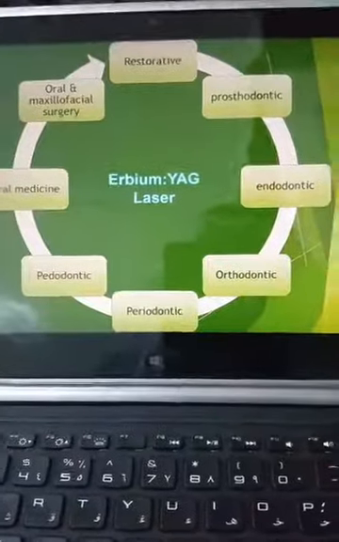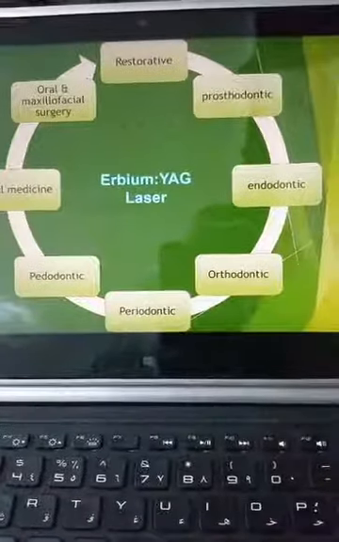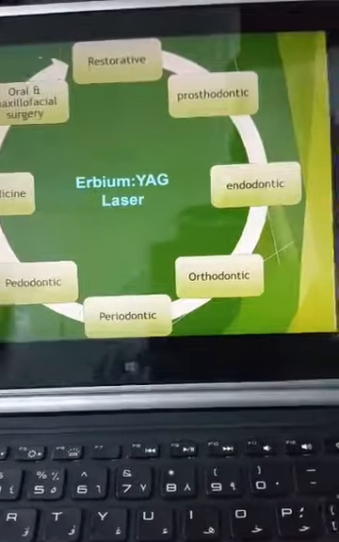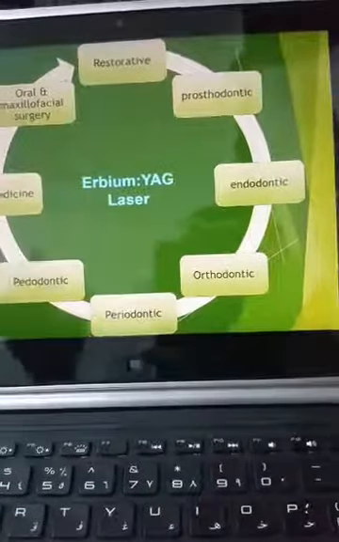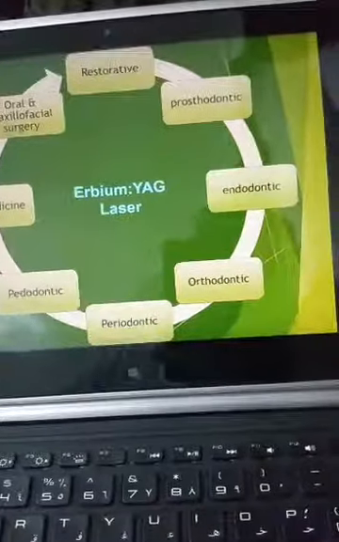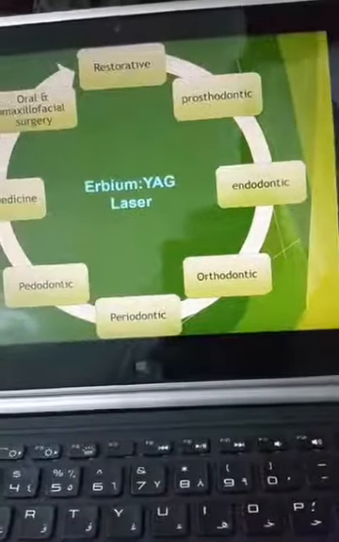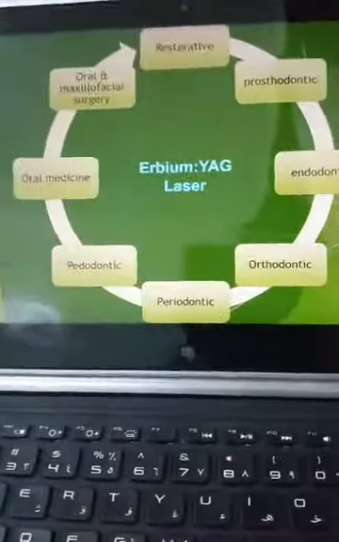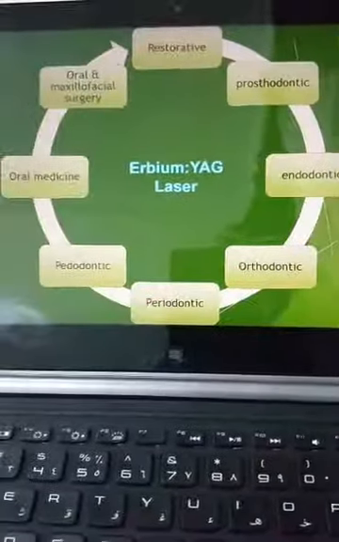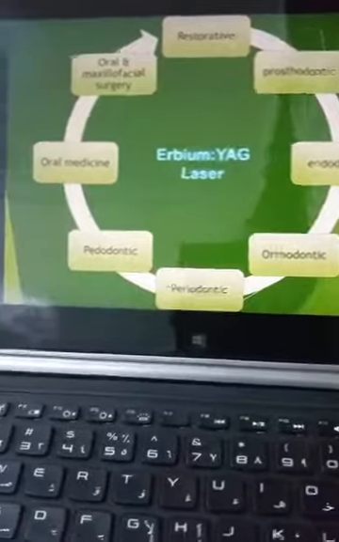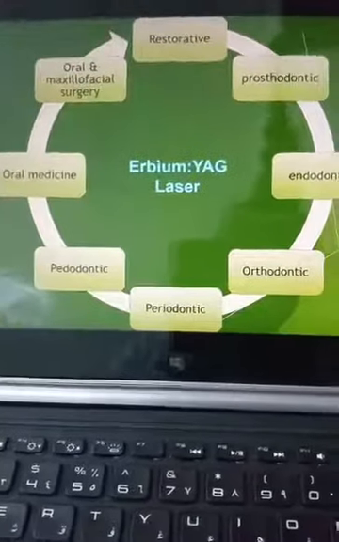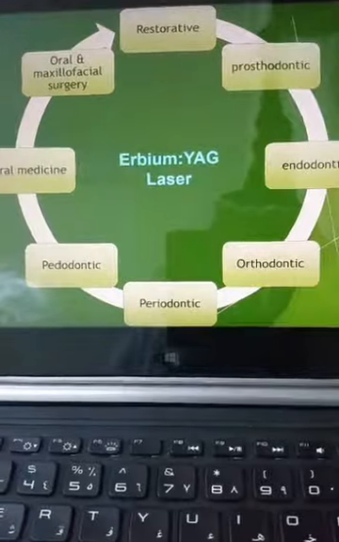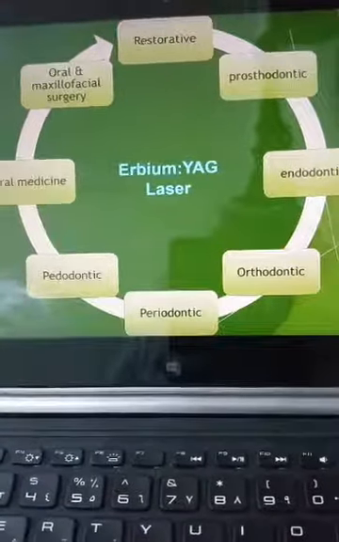And I think in the future, I'm expecting we are not going to use the word erbium or diode. We are going to use the wavelength only, the figure. For example, we have diode 980, we have diode 810, we have diode 940. So I'm expecting in the future we are going to use the term diode or Nd:YAG only, and we will refer only to the wavelength for the different types of properties for laser tissue interaction.